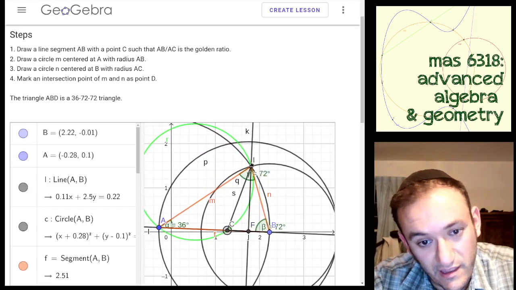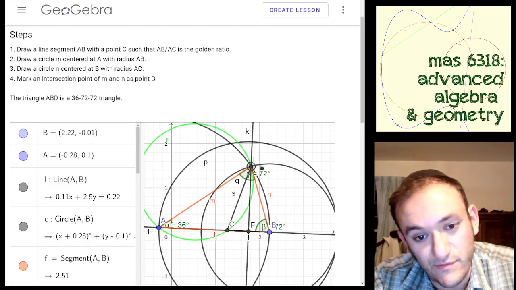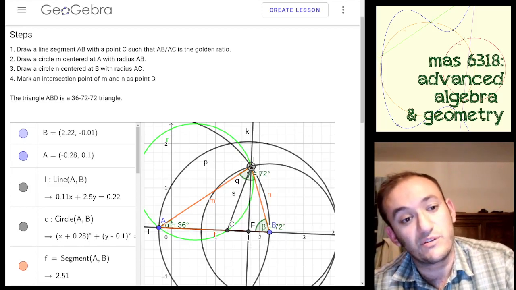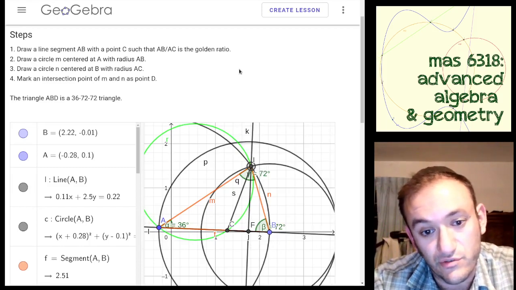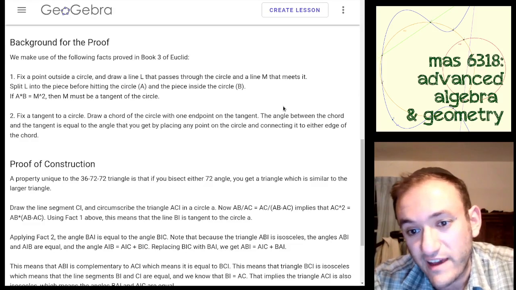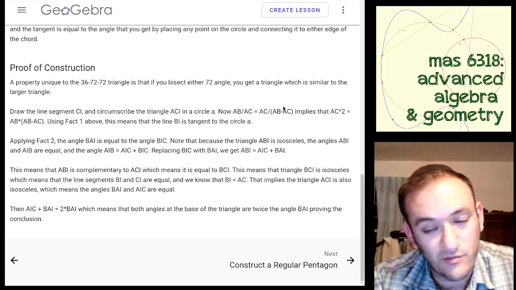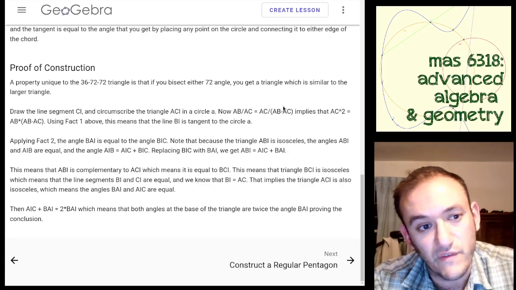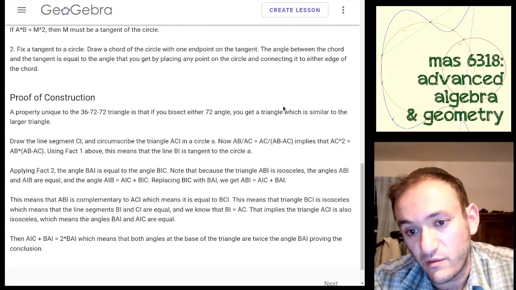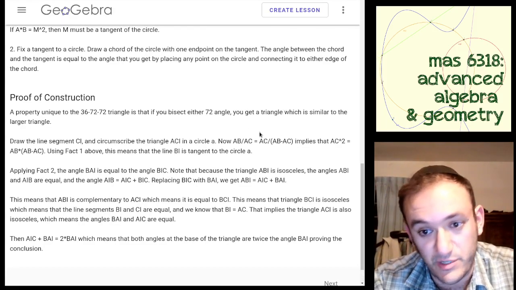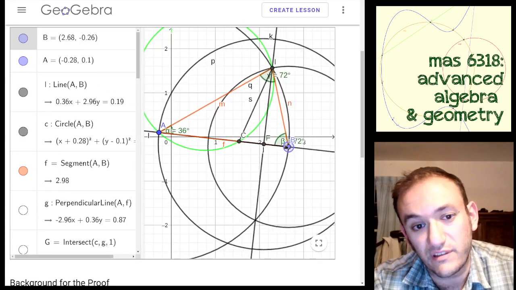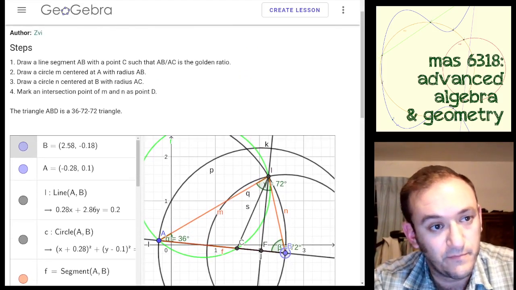And then you mark an intersection point of M and N, those two circles, as your point D. I think we mark that as I in this version. And the triangle ABI, or ABD in the description above, is a 36, 72, 72 triangle. I've written out the proof here as well. It relies on a few facts about circles, which are probably outside of the scope of this video, but which you can consult on this GeoGebra book, which I will be posting with the YouTube description. So we know now how to build a 36, 72, 72 triangle.